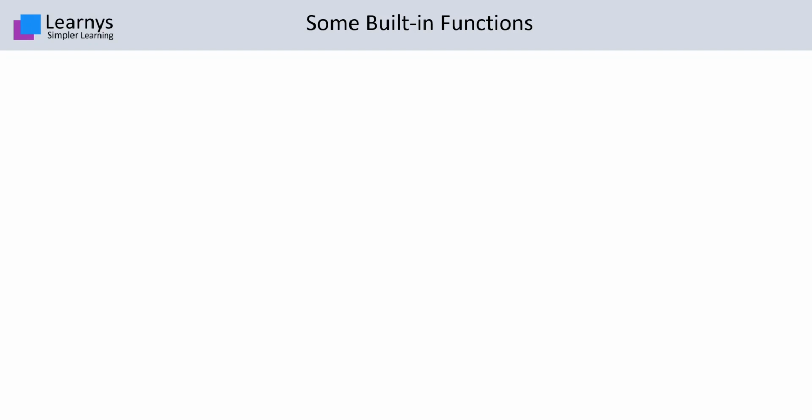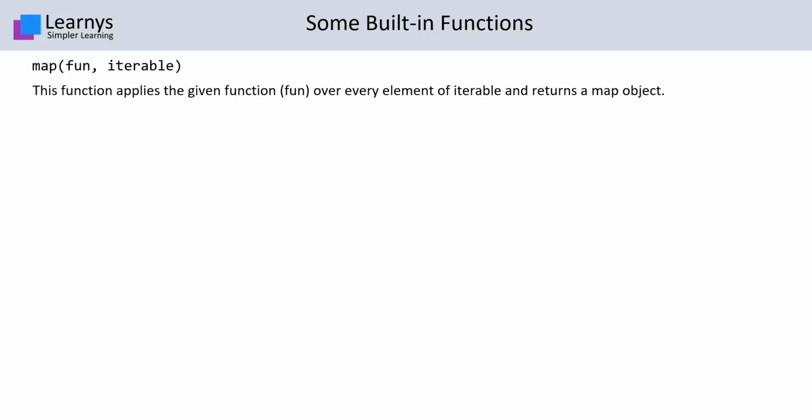Let's talk about some built-in functions. The first one is the map function. This function applies the given function fun over every element of the iterable and returns a map object. The map objects are iterable. They can be converted into list or tuples by making use of the class constructor.